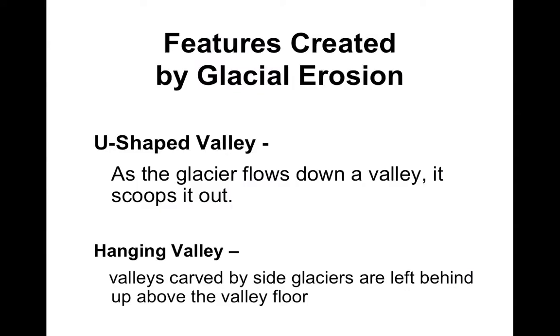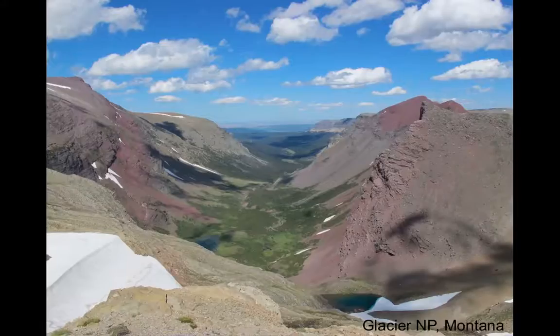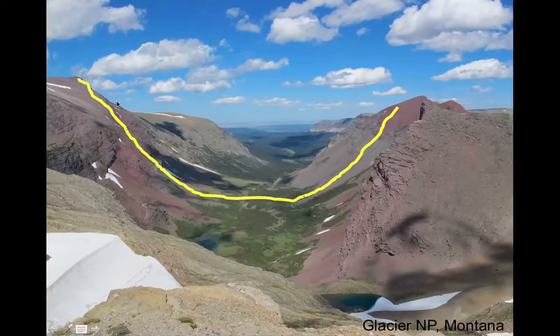The next two features created by glacial erosion are U-shaped valleys and hanging valleys. A U-shaped valley is as the glacier flows down the valley, it scoops it out. And this is going to be a very long and large feature. And then hanging valleys are little valleys carved by the side glaciers, and they're left behind way up above the valley floor.